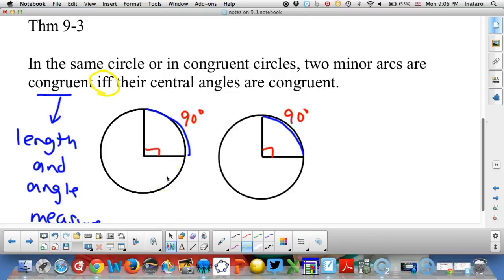But basically what this is saying is that if we have 2 congruent circles here, and if the minor arcs are congruent, then the central angles are congruent. So 90 degree arc, 90 degree arc, 90 degree angle, 90 degree angle. Notice that these circles are congruent because, I should have marked them, the radii are all congruent. So the arcs will be congruent in terms of their length and in terms of their angle measure if the central angles are congruent.